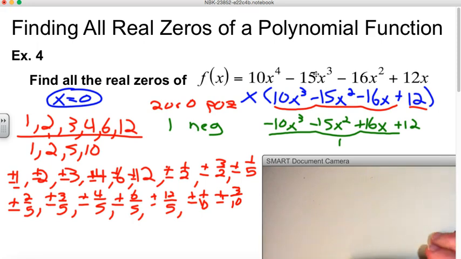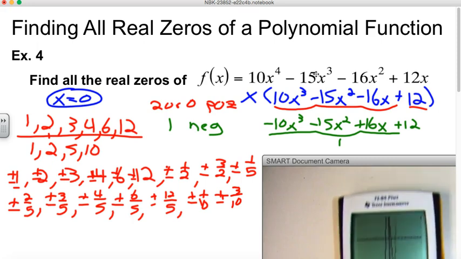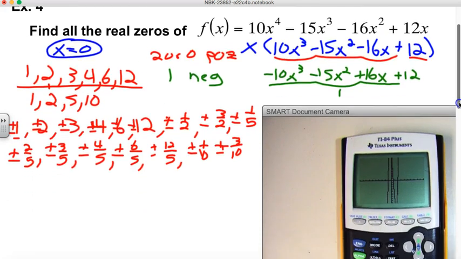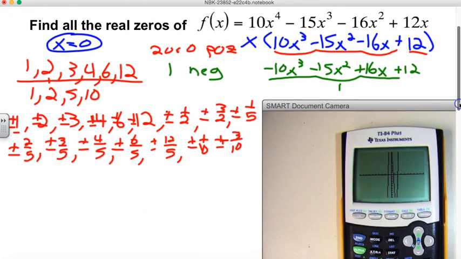All right, so we see the graph's going to cross. We should expect it to cross at some of these possibilities right here. Looks like it's crossing at -1 and maybe 2. All right, so we can look and see if those will work in synthetic division. So let's try either -1 or 2. We know we're going to have one negative real zero. It looks like it's crossing right there at -1. So let's give that a try.